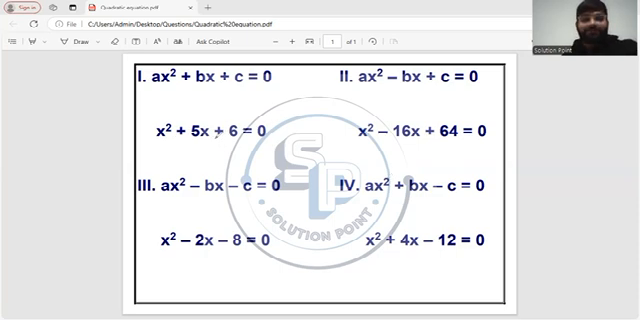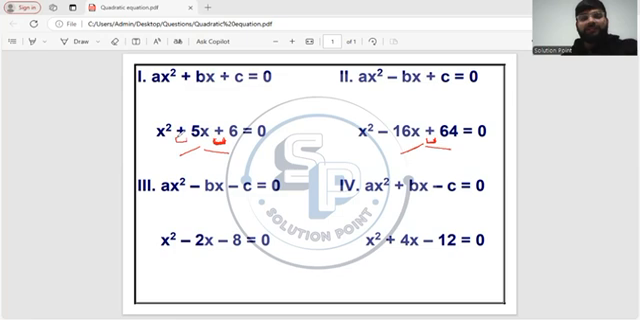Let's start with this. In this particular case, we have x square plus 5x plus 6. We have a positive sign with the constant term. Remember, if we have a positive sign with the constant term, then definitely both the values of x will be of the same sign. Similarly, in this particular case, since we have a positive sign with the constant term, both the values of x will be of the same sign. It could be either positive or negative. How can we judge that?